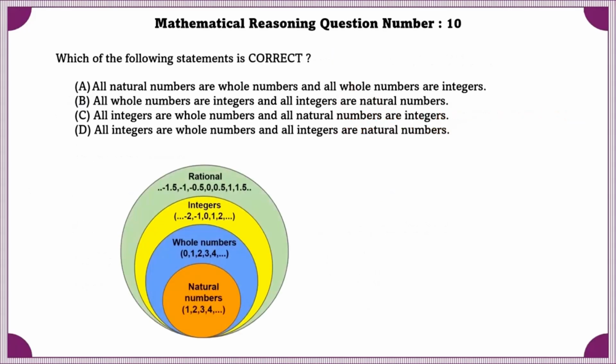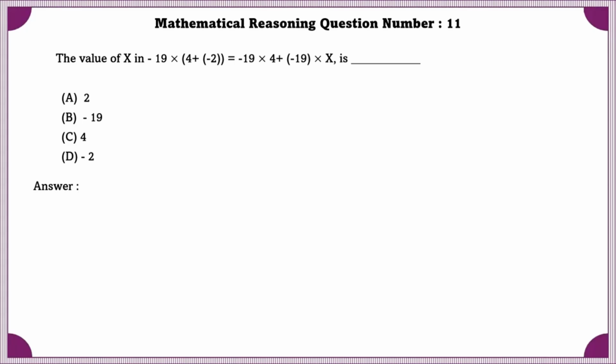Mathematical reasoning question number 10. Which of the following statement is correct? A. All natural numbers are whole numbers and all whole numbers are integers. Yes, this is true. B. All whole numbers are integers and all integers are natural numbers. Wrong. This is false. Not all integers are natural numbers. C. All integers are whole numbers and all natural numbers are integers. This is also false. Not all integers are whole numbers. D. All integers are whole numbers and all integers are natural numbers. No, this is false.